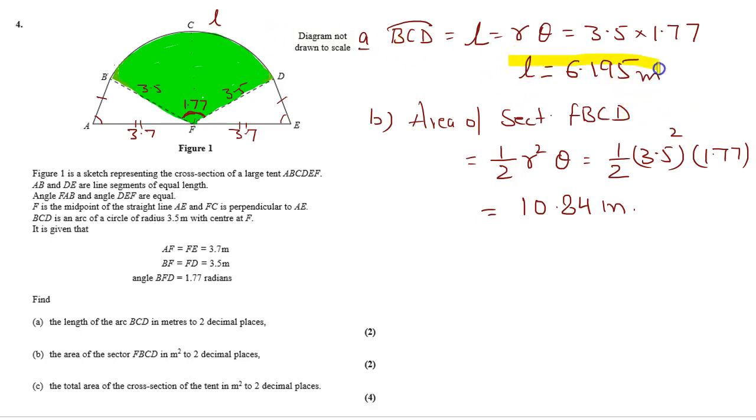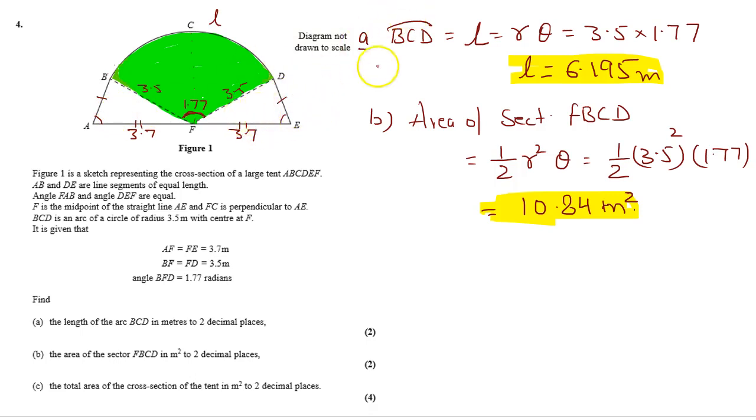So this is the answer of the first part, and this is the answer of the second part. It should appear in meter, so this area is in meter square. That is the area of this green part. The total area of the cross section of the tent, now we have to calculate this.